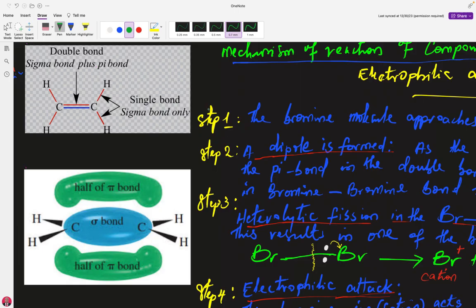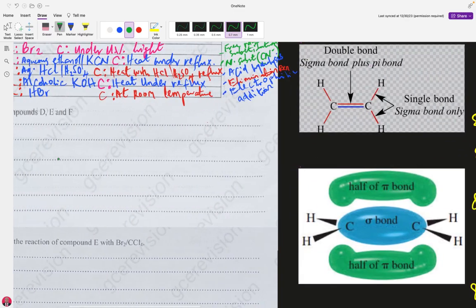So when an electron deficient species like an electrophile is attacking this double bond, it wants to get 2 bonds from here because this place is full of electrons. That's why it always goes on electrophilic addition. Thank you. Let's get back to the question section.